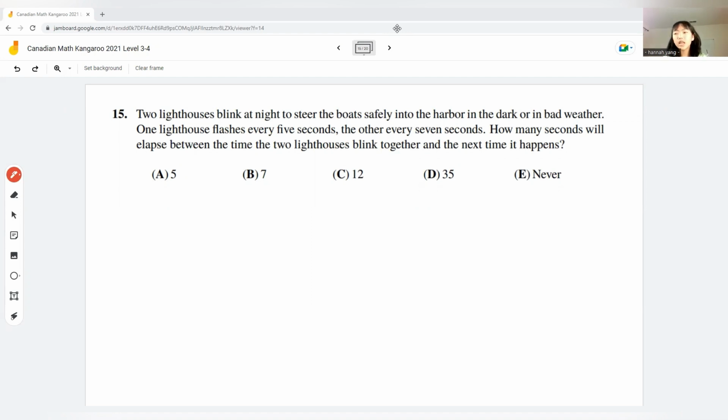So for this problem, we can safely assume that they'll automatically start blinking at the same moment, so essentially at 0 seconds, for example. And so from then on, what we need to do is just find the least common multiple of 5 and 7, because that's when they'll both hit the same mark again at the same time. So the least common multiple in these options you see would be 35, which makes D our correct answer.